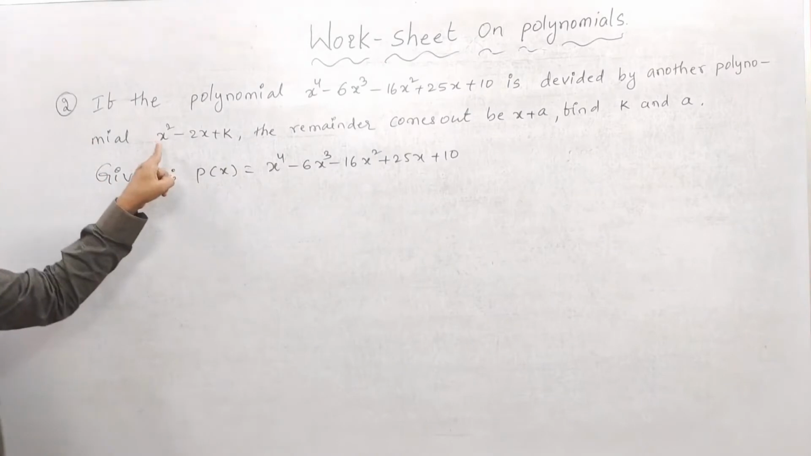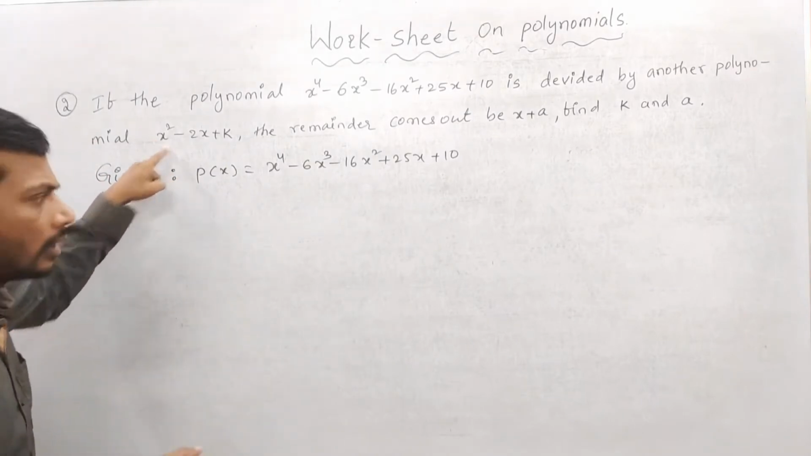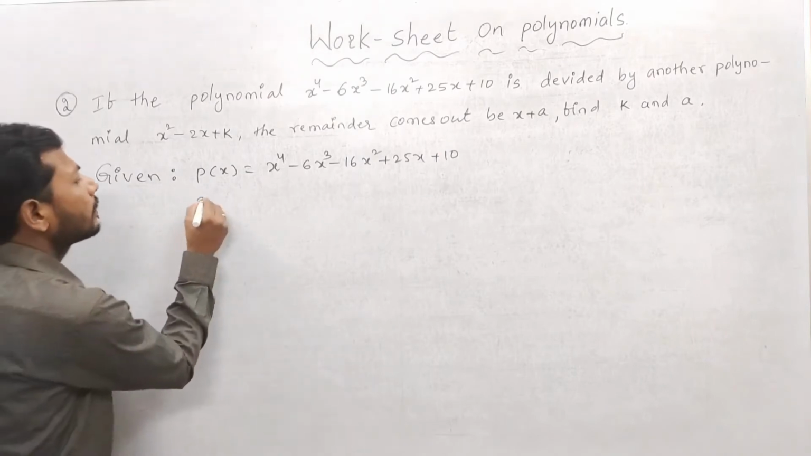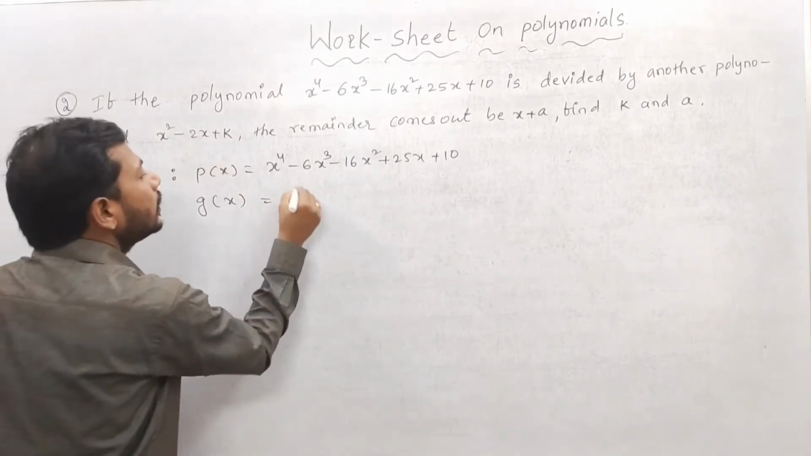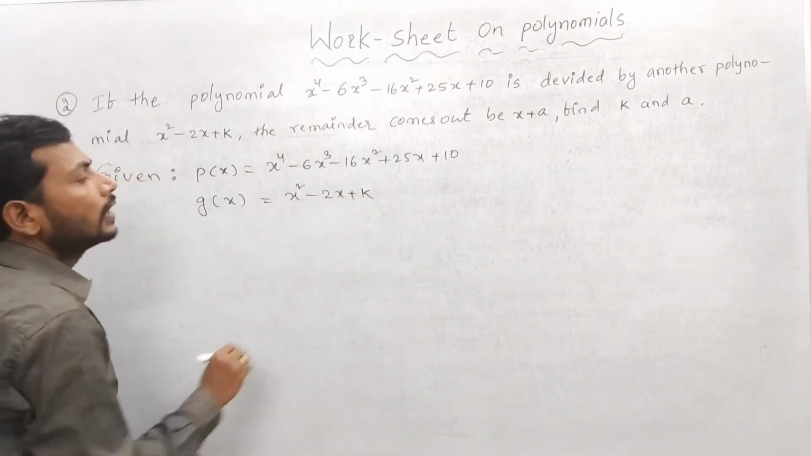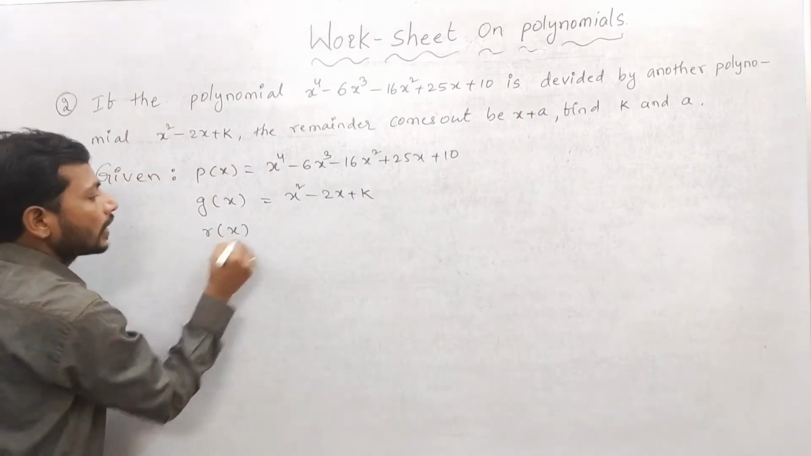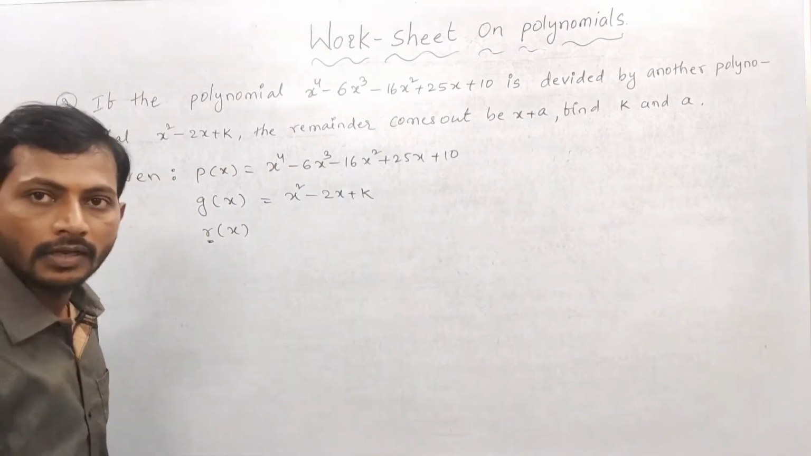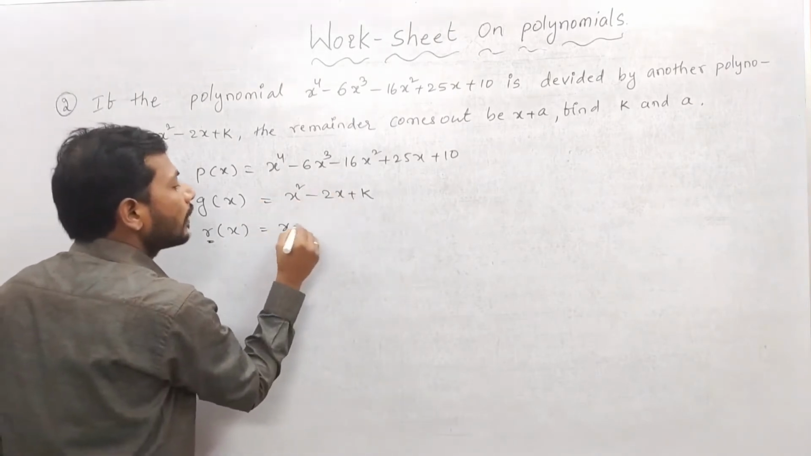Sir, this is the p of x. Divided by whom? This one. Divided by means this is the divisor. I am going to write another polynomial, g of x equals x square minus 2x plus k. Then what is the remainder? The remainder we know as r of x, represented by the small r of x polynomial, equals x plus a.